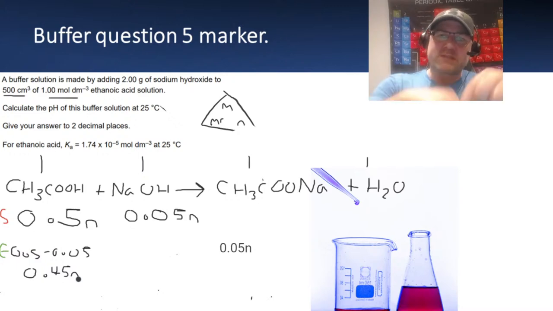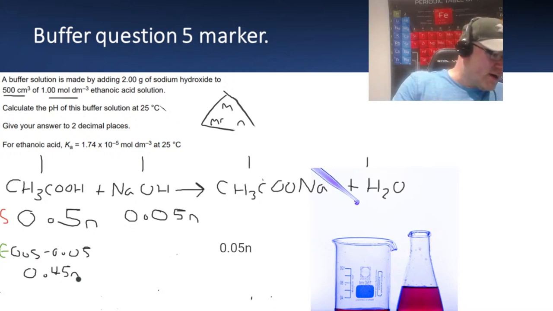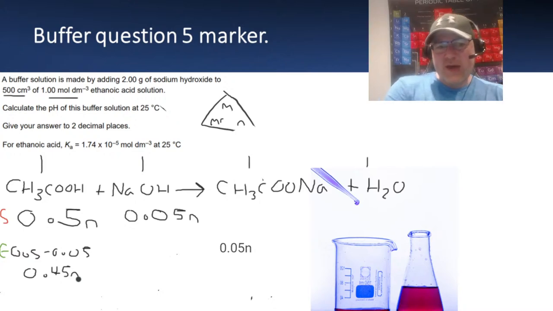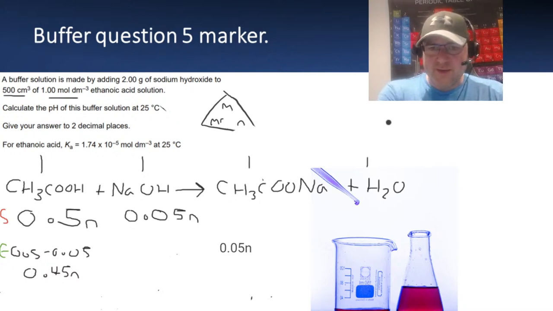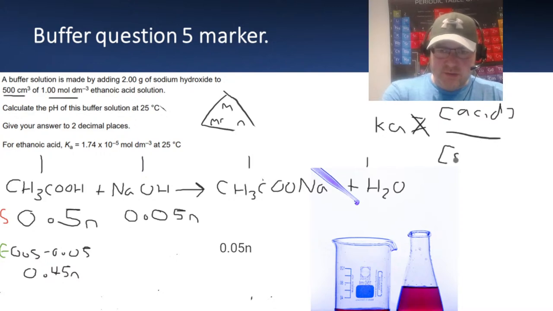Now, I want to put this in my equation. This is just to show you something here. Yeah, well done, guys. Awesome, with a 0.45. Listen, what we can do now is we can bung this in the old equation, right? You remember the old equation. It's Ka, and remember I said, if you can't be bothered, it's not Ka equals. I need to get rid of that. It's Ka times acid over salt, and that's going to give us the hydrogen ion concentration.